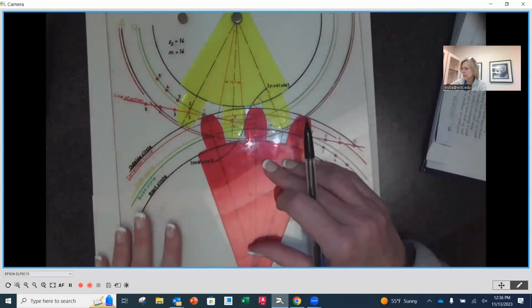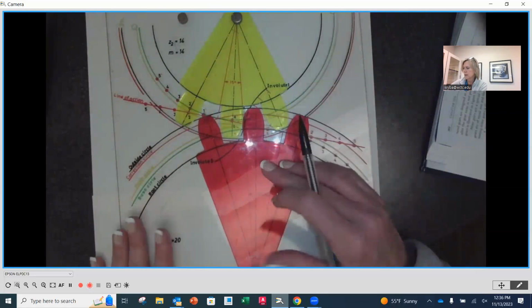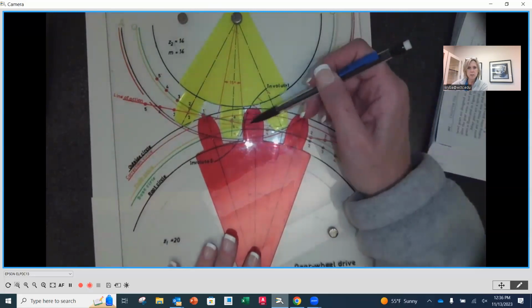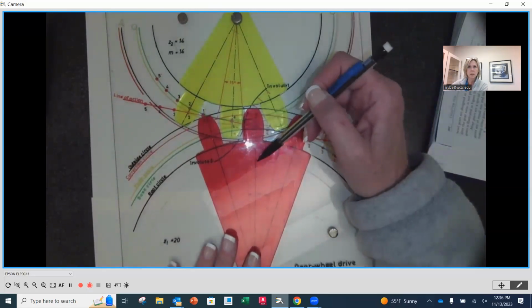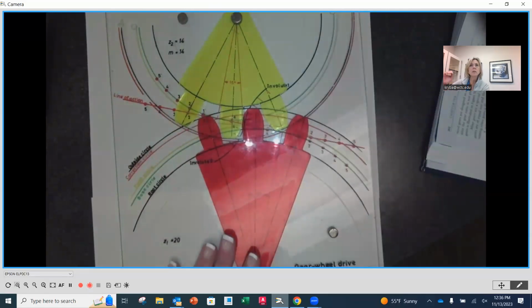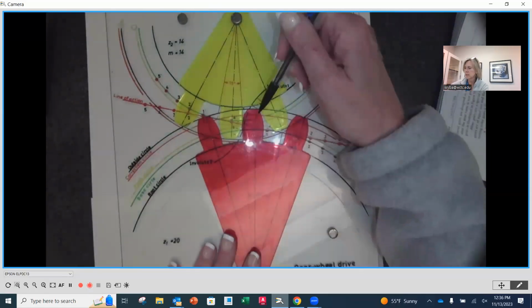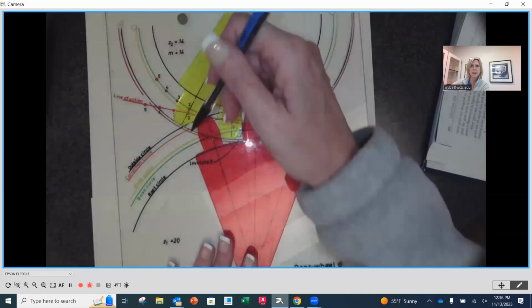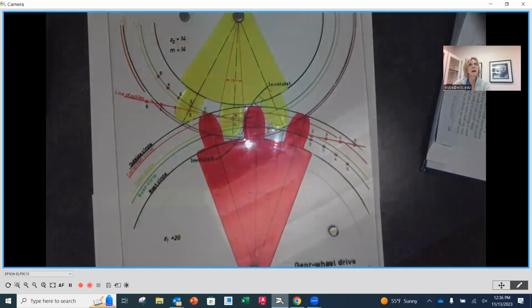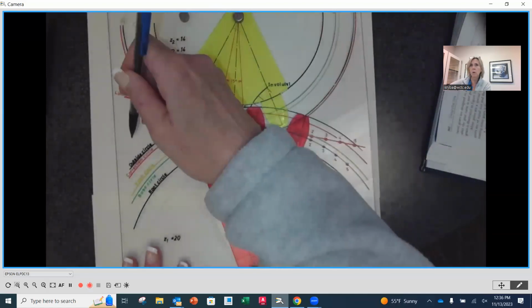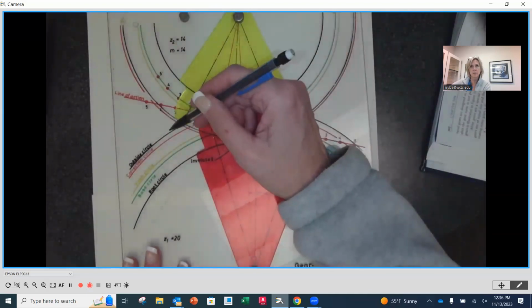As these two hit each other, there's going to be a tangential force and a radial force that occur. And the resultant of those two forces is going to be along this line of action. And that angle with the horizontal is going to be the pressure angle.